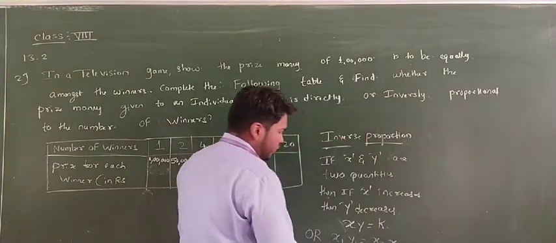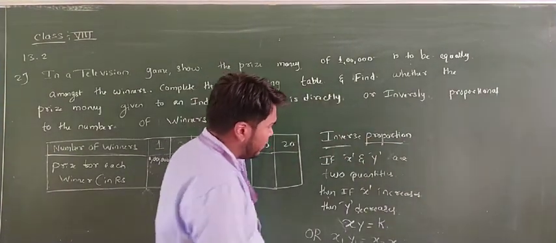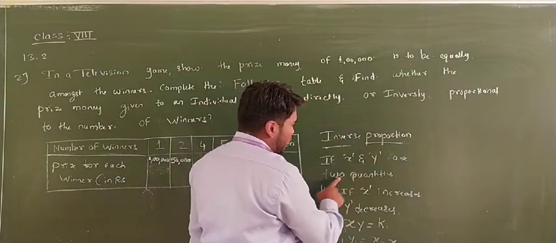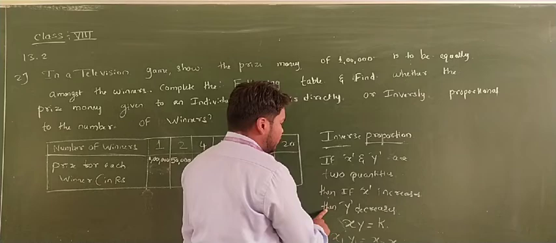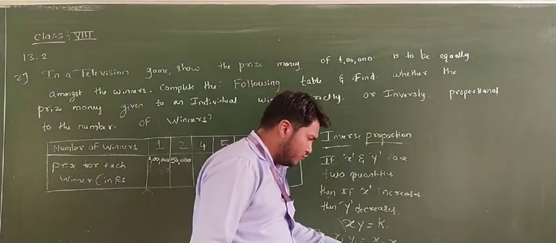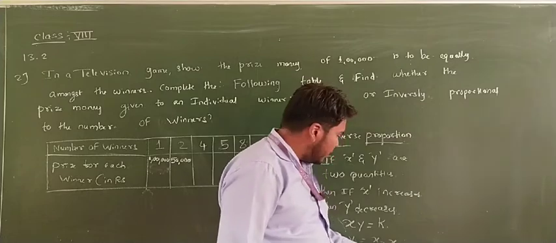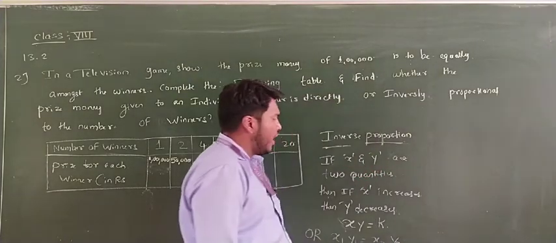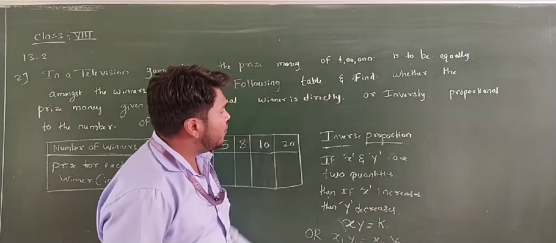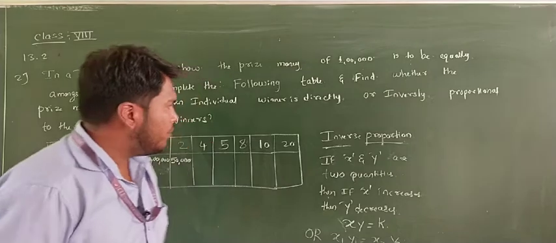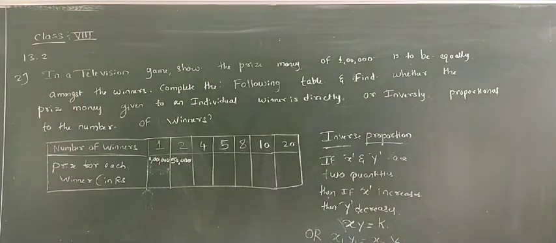So this is the relation for inverse proportion. If x and y are two quantities and x increases then y decreases, xy equals k, and x1 y1 equals x2 y2. We have learned some examples based on inverse proportion, and one more example I am going to solve based on this.